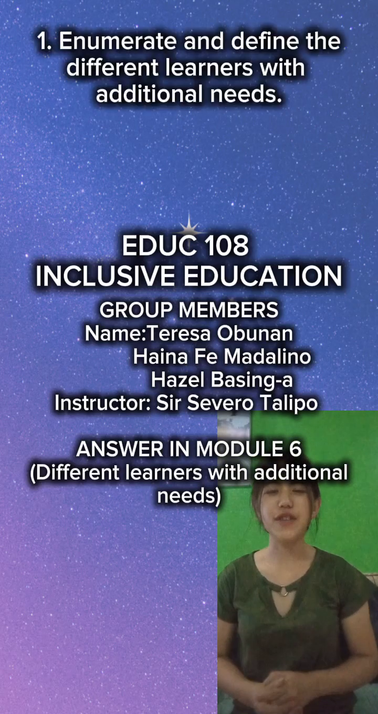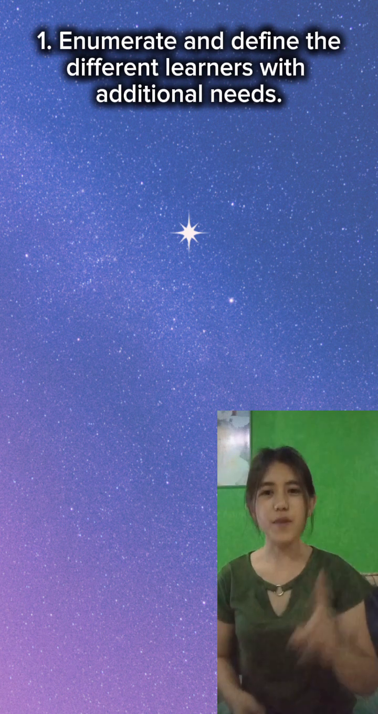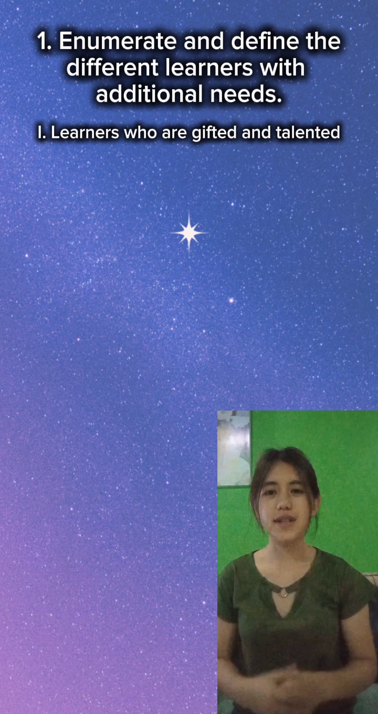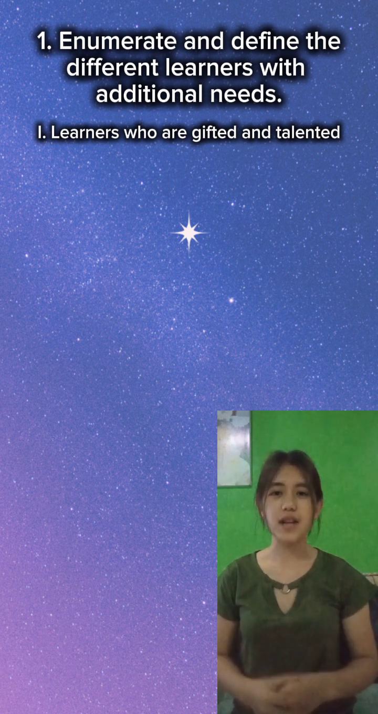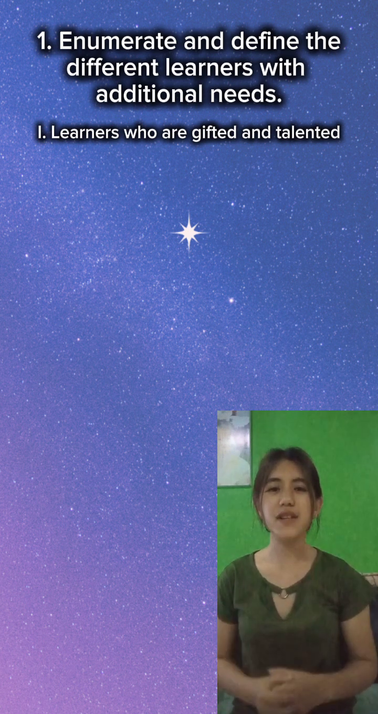Number one question is enumerate and define the different learners with additional needs. So the first one is learners who are gifted and talented. So these are the students who excel in specific areas such as academics or leadership. For example, me, who excels in mathematics and participates in advanced enrichment programs.